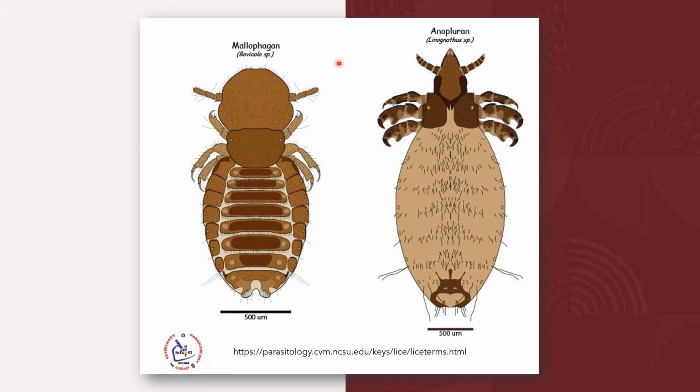Comparison of the two groups of lice: on the left we have the Mallophagan louse or the chewing lice, and on the right we have the anopluran louse or the sucking louse. For the Mallophagan louse, they have a wider head compared to the thorax. The wide head accommodates chewing mandibles and jaw muscles. For the anopluran louse, they are sucking, and the head is considered to be narrower than the thorax, and the head only needs apparatus for piercing and sucking.